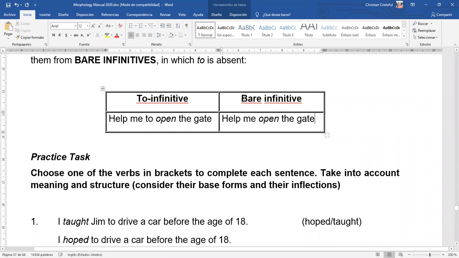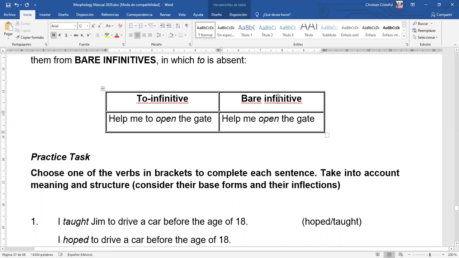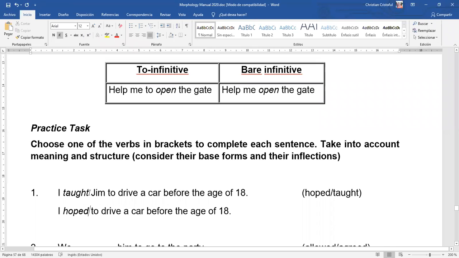But in other examples, what you need to know is that if you use to, and if you don't use to, there is a change in meaning. That's what you need to know. Sometimes the meaning changes. Sometimes the meaning does not change. Sometimes you need to use it because of syntax. You cannot say I hope drive a car. You need to say I hope to. You cannot say I thought to. You need to say I thought, Jim. Only that.